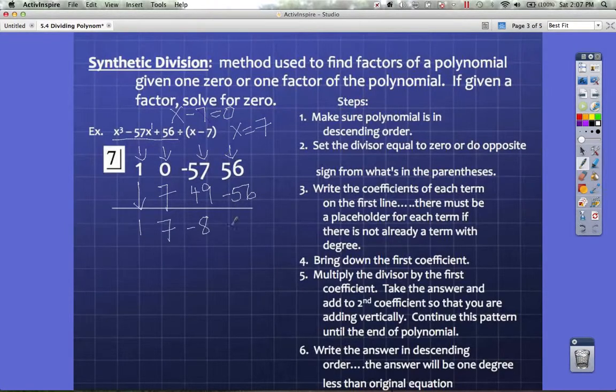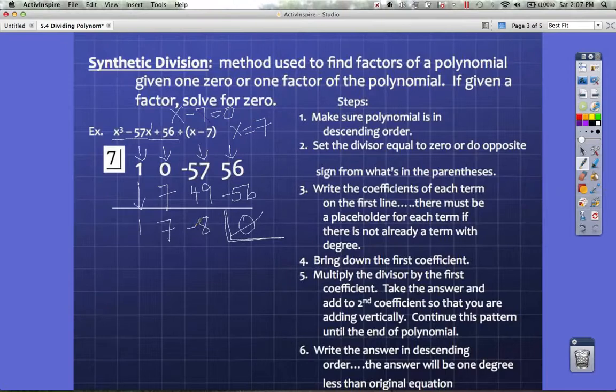Now, the last block will always be your remainder. And I kind of always mark it off to the side so I'll recognize that's the remainder box. My remainder on this one is 0. Okay, so you have a 1, a 7, and a -8.